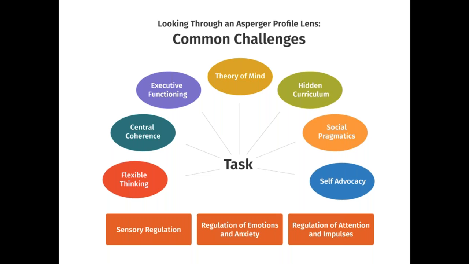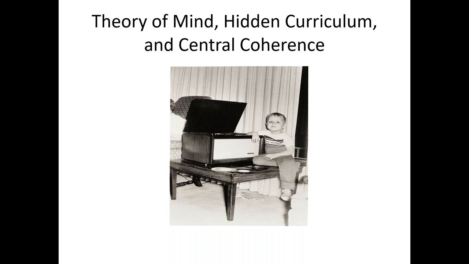The other challenges I want to talk about a little bit more. They overlap with each other. A lot of the ones in the ovals around the side, and I'll give some examples of them. So here is a first one. I'm going to talk to you a little bit about theory of mind, hidden curriculum, and central coherence. So theory of mind is a kind of perspective taking. It's the idea that you can put yourself into another person's shoes and understand what it is they want or they think. It's a skill that develops more as we get older.